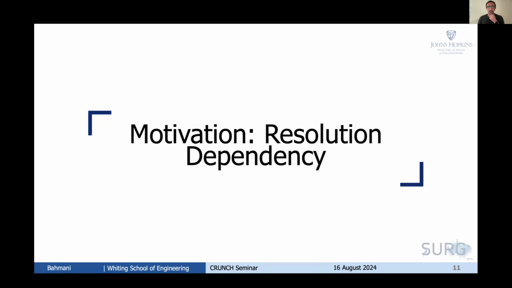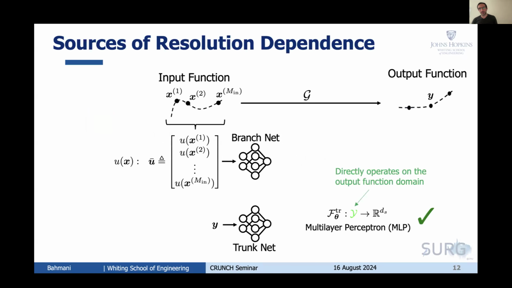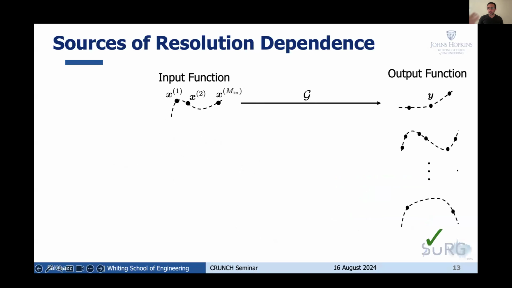The motivation of our study is that we are interested in resolution dependency. In that sense, vanilla DeepONet could have two sources of resolution dependency. From the output function space, where the TrunkNet is applied, because it uses a multi-layer perceptron, you can directly operate on the output function domain, and there is no issue in terms of resolution dependency from the output function perspective. That's why you can easily work on point cloud samples of your function realization.